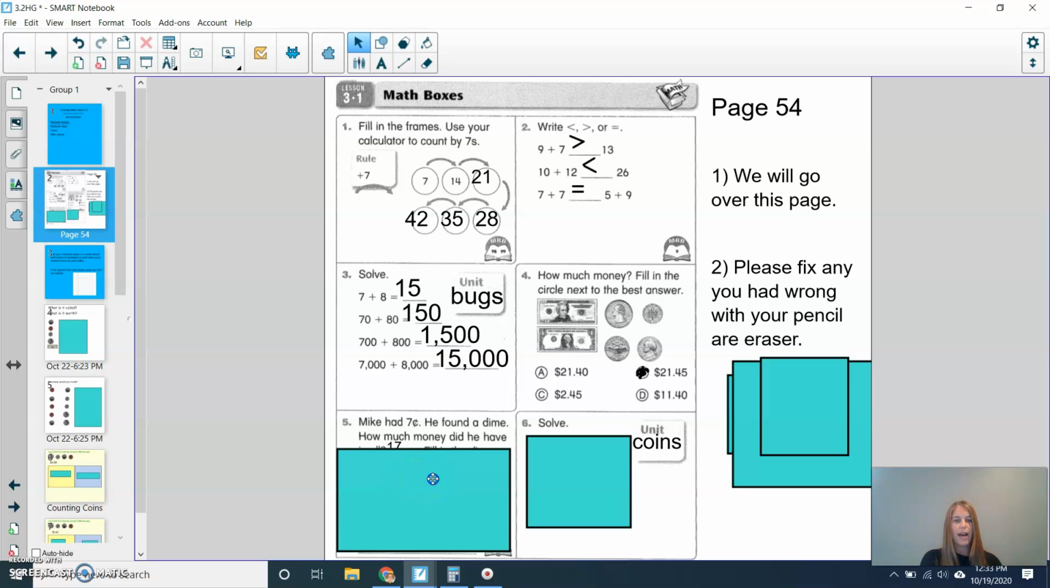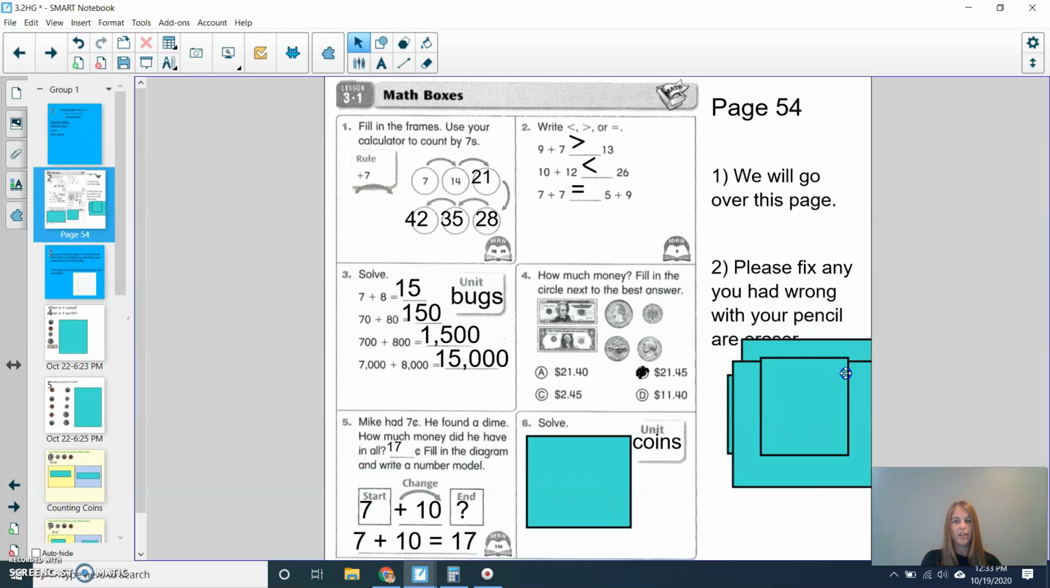For question 5, Mike has 7 cents. He found a dime. How much money did he have in all? Fill in the diagram and write a number model. So I'm starting with 7 cents. Since he found a dime, I'm adding 10 cents. I put a question mark at my end because that's what I'm trying to solve for. So 7 plus 10 equals 17. So he has 17 cents in all.